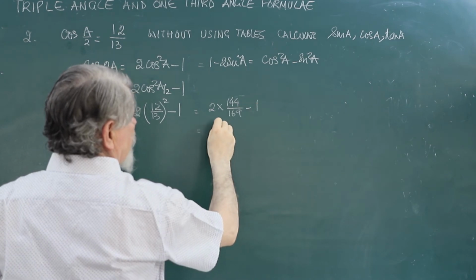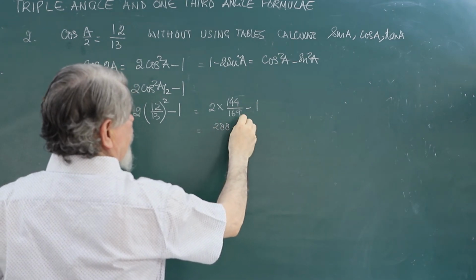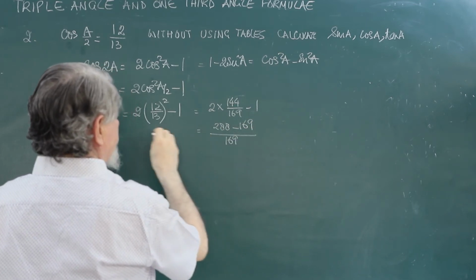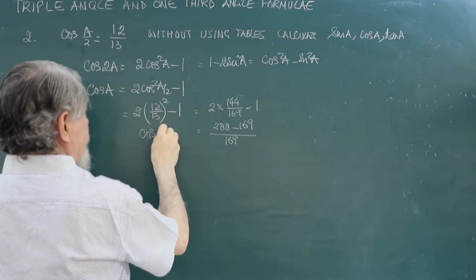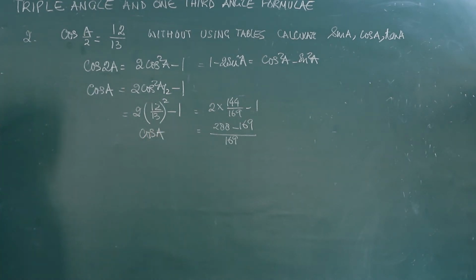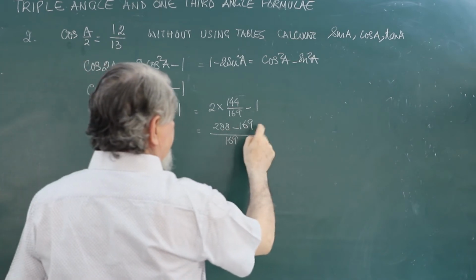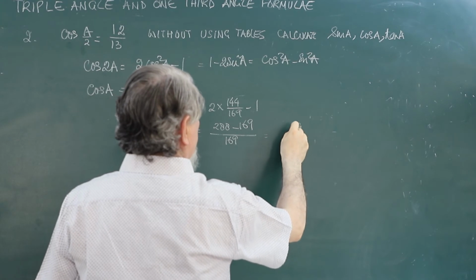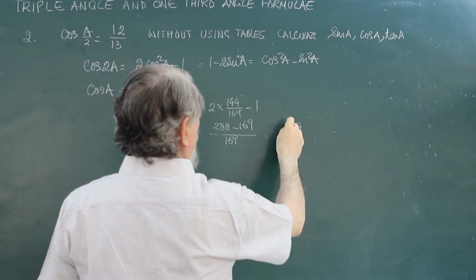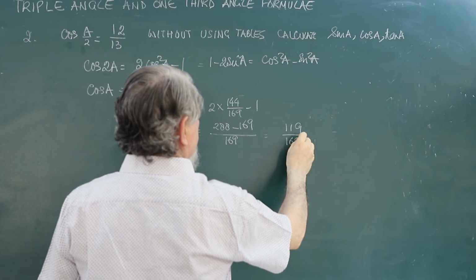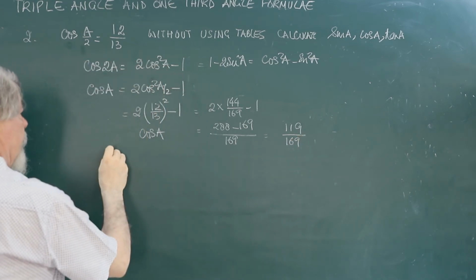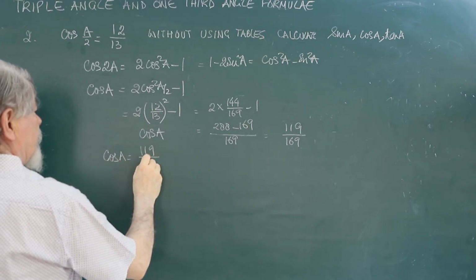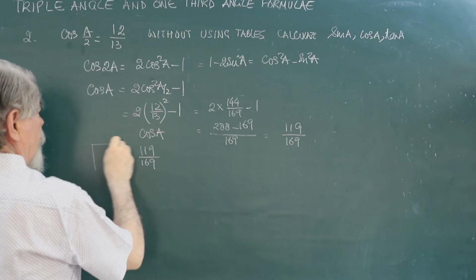I'll take the LCM: 288 minus 169 upon 169. This is the value of cos A. 288 minus 169 leaves 119 upon 169. So cos A is 119 upon 169.